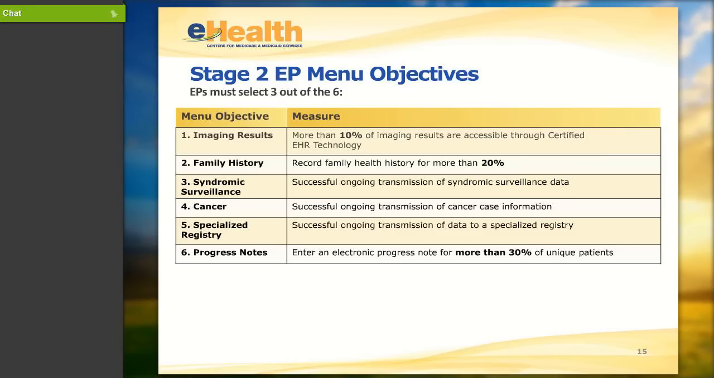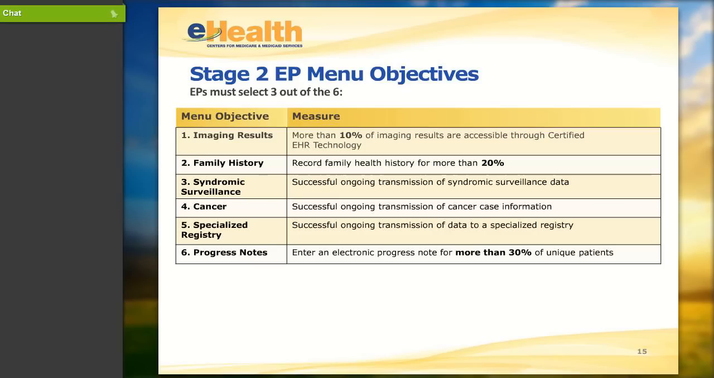These are the menu objectives for stage 2, and I've chosen to focus here on eligible professionals because I think that's what most of you are working in a practice with eligible professionals, physicians, some of you on the Medicaid side with nurse practitioners. There is a separate list with a lot of overlap for eligible hospitals, so if you come from that type of background, please visit our website.